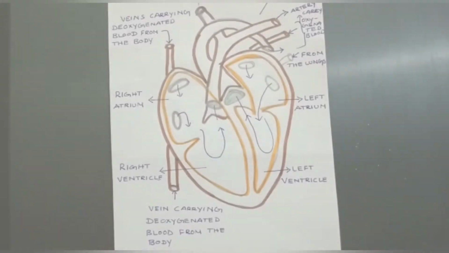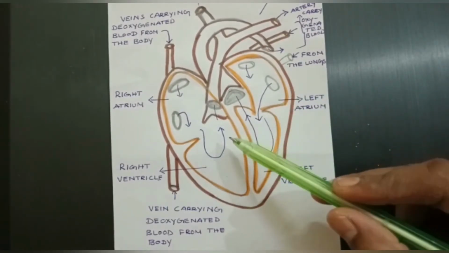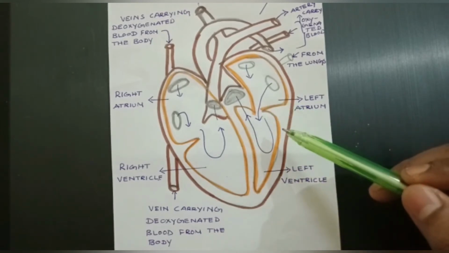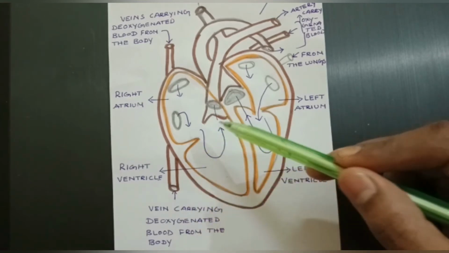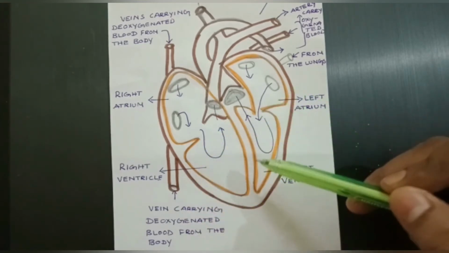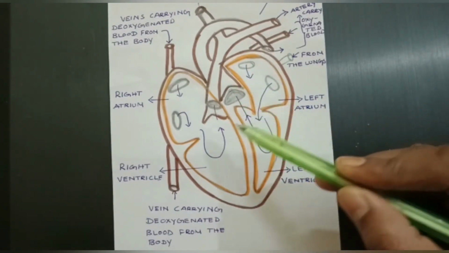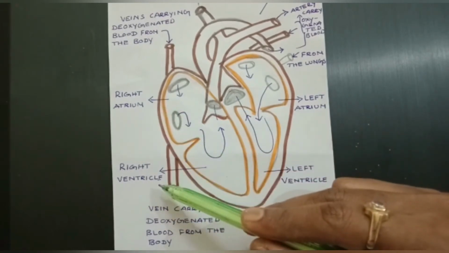Now let's see the brief structure of the heart. This is the structure of the heart. The heart is divided into two halves by a thick wall. This wall prevents the oxygenated blood from mixing with deoxygenated blood. Each half of the heart is divided into an upper chamber called atrium and a lower chamber called ventricle.